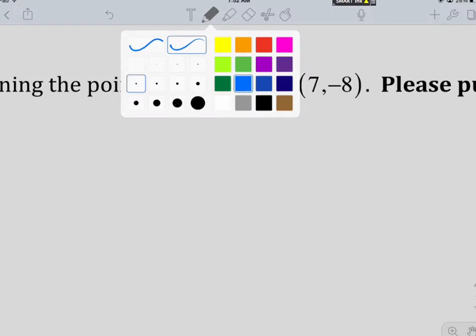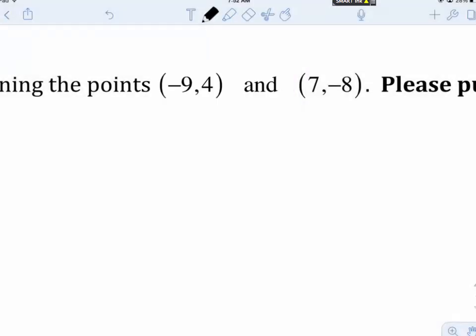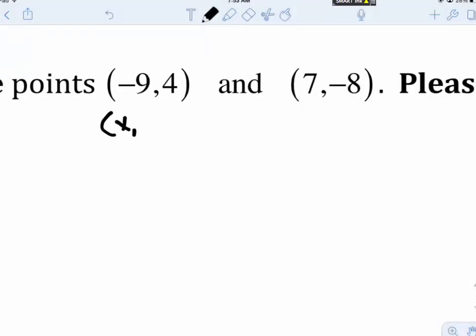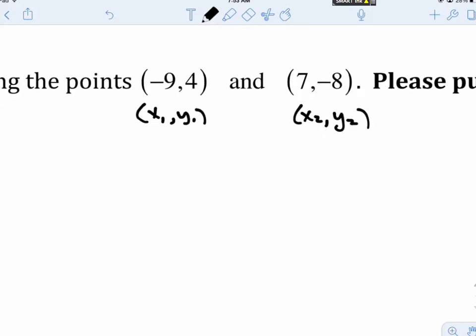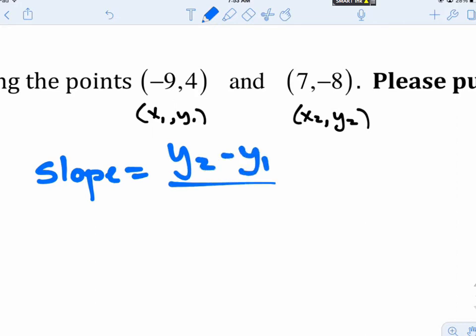And one thing I sometimes do to help myself remember what's going on is I might label these points x1, y1, and x2, y2. It just helps me remember what's going on. And then we recall that the way to find the slope of a line, or the rate of change, is you're going to find the change in your y values, and you're going to divide that by the change in your x values. That'll tell you how quickly that dependent variable is changing.